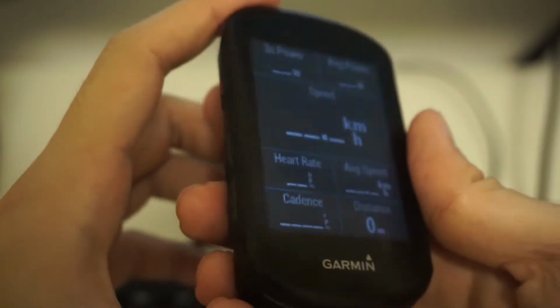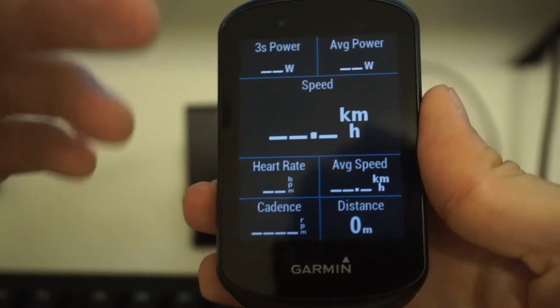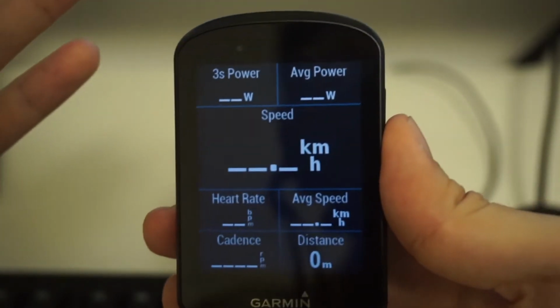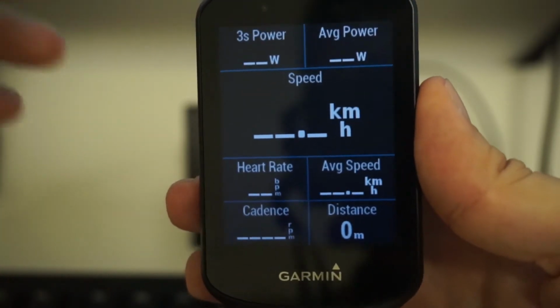Let me see what's on my next page. And again, this is a very new device, so I'm still figuring out different pages, but these are still the main metrics that I use. I know Garmin has a lot of other functions, but I primarily use these very basic metrics.